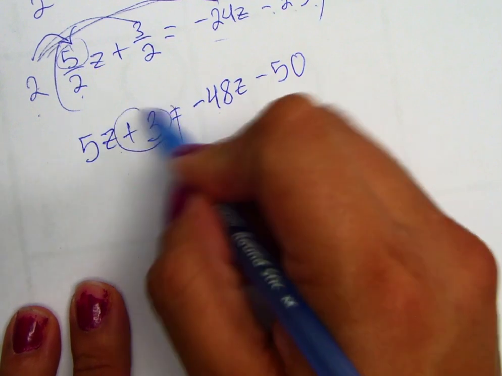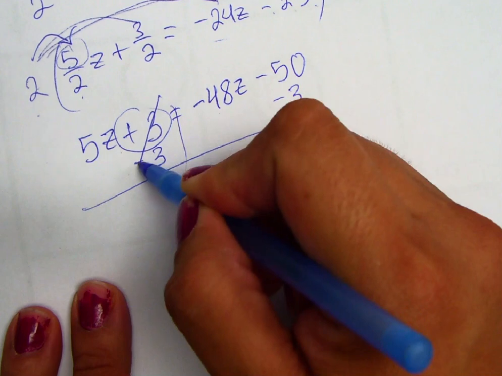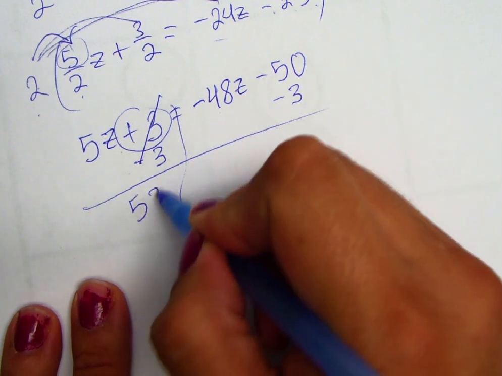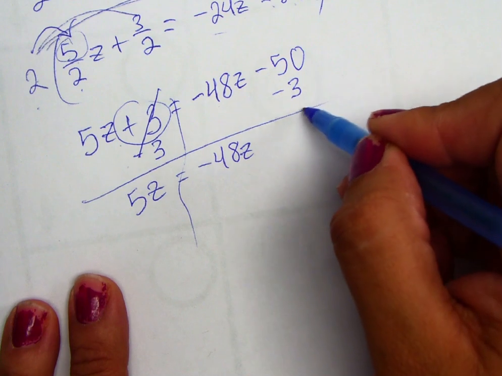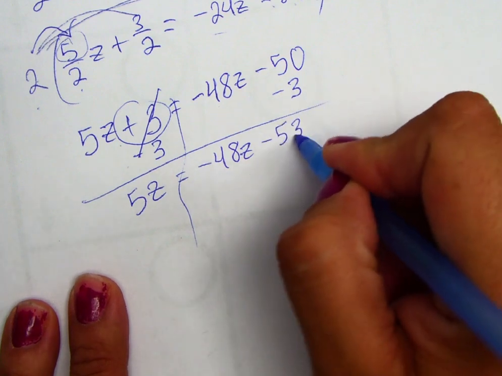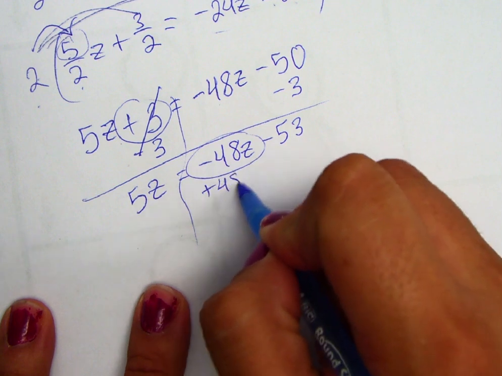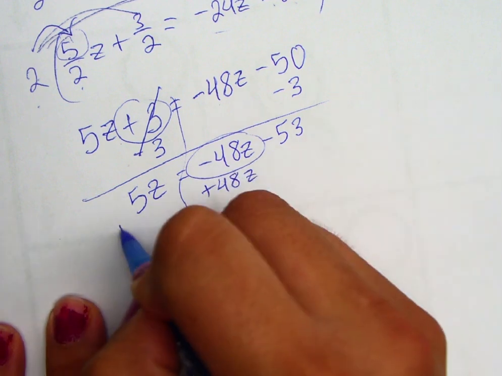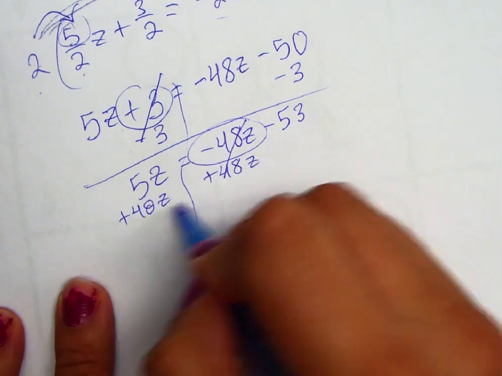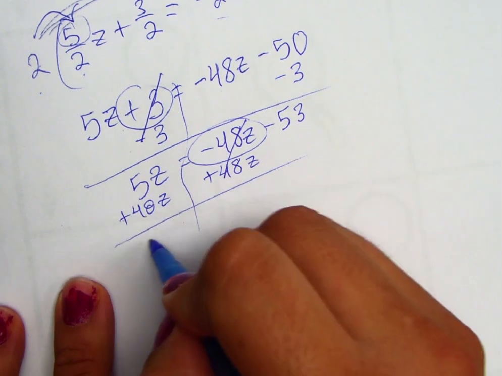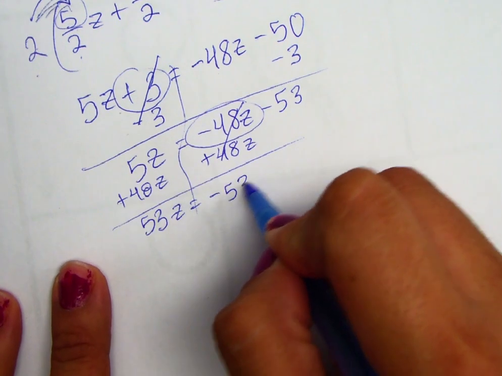So this 3 shouldn't be here. Let's move it to the other side, minus 3. And then now we have 5z equals negative 48z. And then negative 50 minus 3 is negative 53. Now this z doesn't belong here, so let's cancel that one. So plus 48z, plus 48z. So this cancels, and then now we have 5 plus 48, which is 53z, equals negative 53.